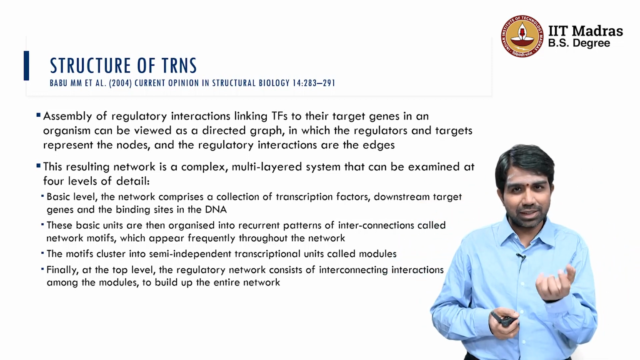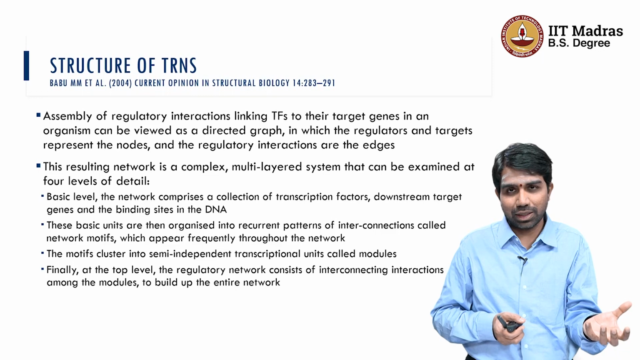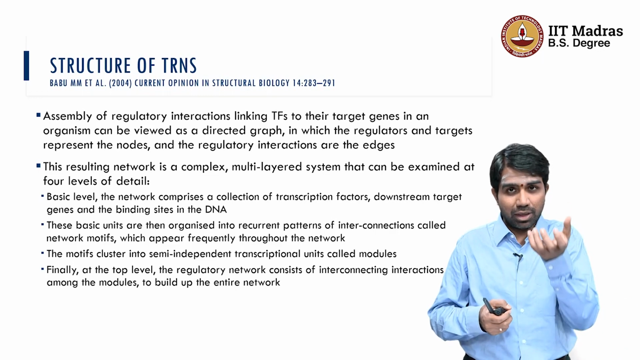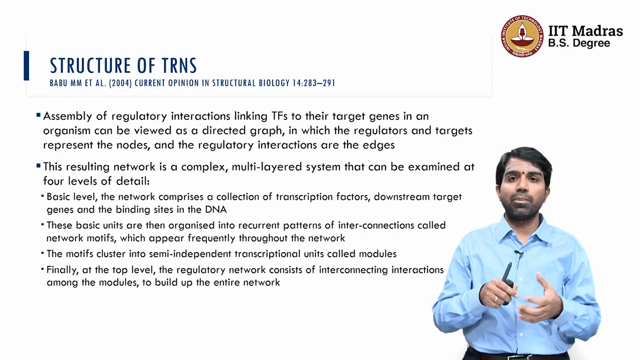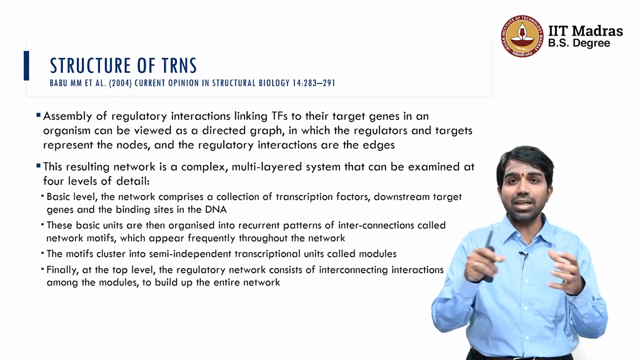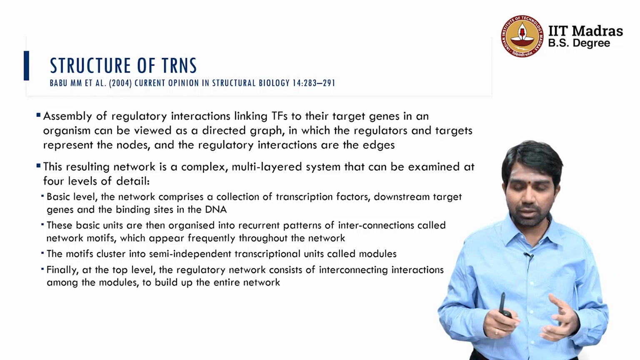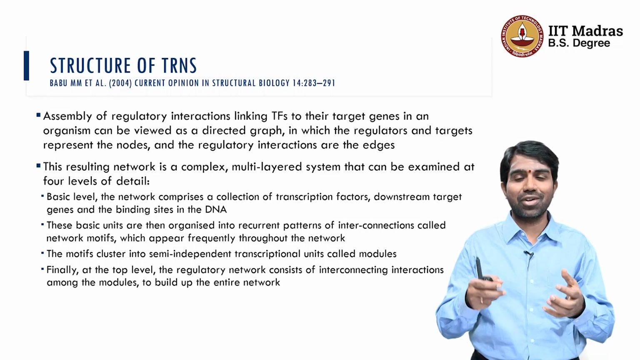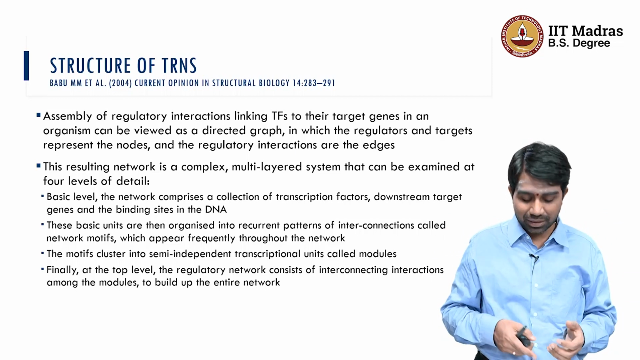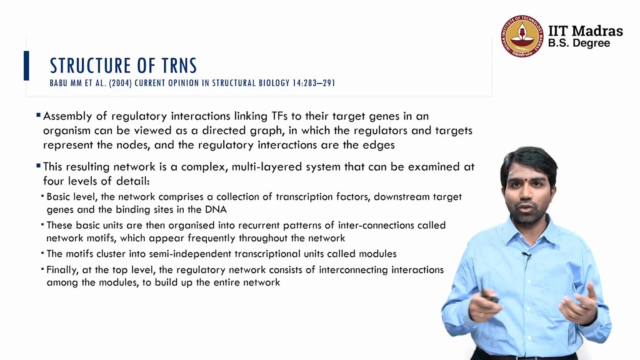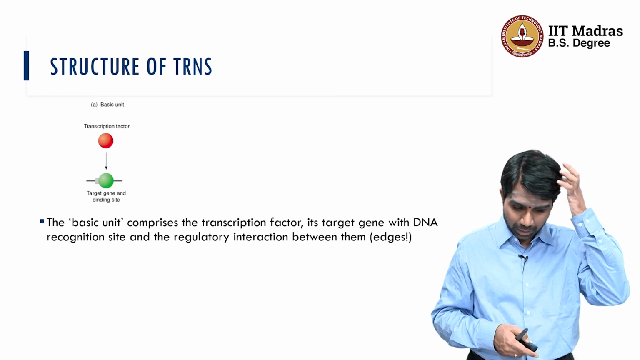So you have basic nodes and edges at the lowest level. Then you have motifs. Motifs come into modules. Modules interact with each other in a complex network. So this is how incrementally you have a very, very complex network. It's not that the network evolves in this fashion, but this is how we can break down a complex network and study it for greater clarity.